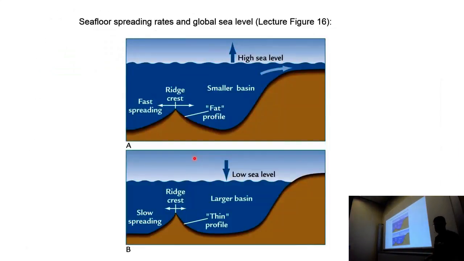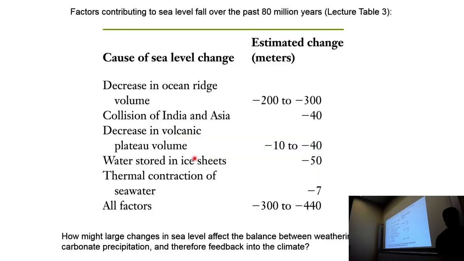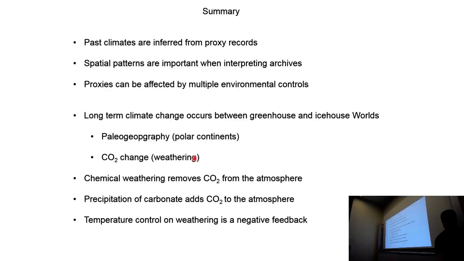So this is the idea here: with this fast-spreading ridge, we get less space in the ocean, so the ocean goes onto the land. In this case, we're using the sea level rise as a proxy for this mid-ocean ridge spreading event. We also see this in the data of the magnetic lines. So this is the reason for that sea level change.